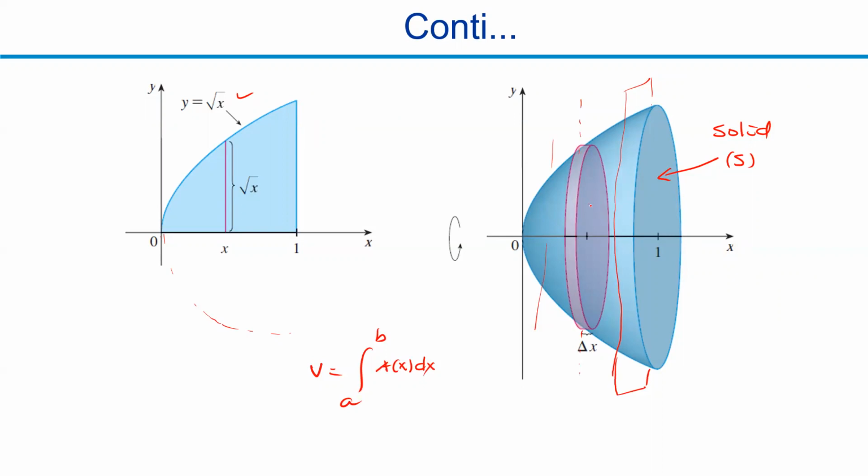And you know how to find the area of a circle. That is pi times radius squared. But what is your radius? You see, the radius is simply this function, root x. This is y equal to root x. So the radius is root x, whatever it is. Okay, dx is the variable of integration, yeah?